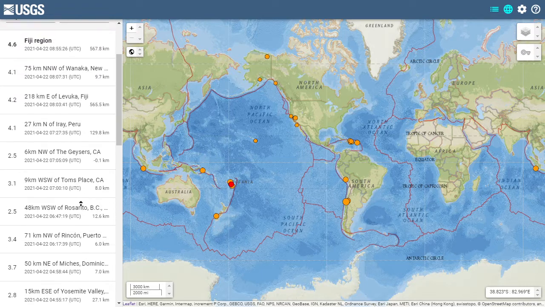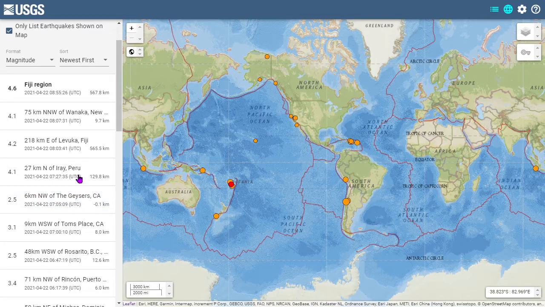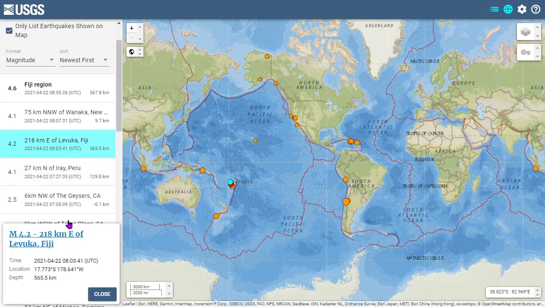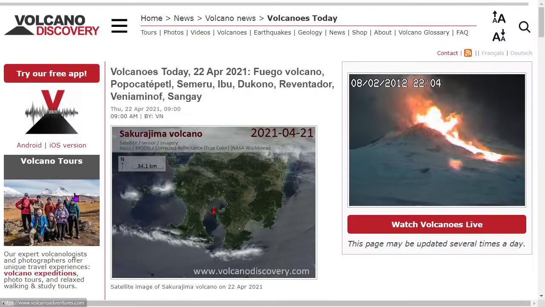The Geysers, California, saw a quake 100 meters above sea level at negative 0.1 kilometer depth. Peru and Fiji saw deep quakes as well: 4.1 at Peru, 4.2 at Fiji. That one came in about half an hour, approximately 36 minutes, after the Peruvian deep quake, and that Fijian quake coming in at 8:55.